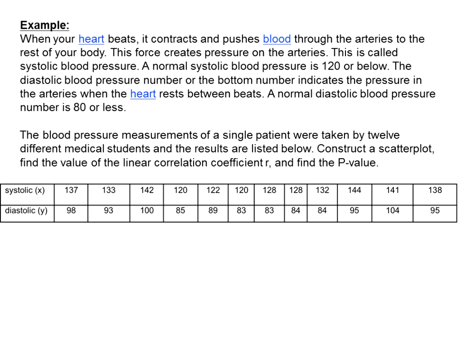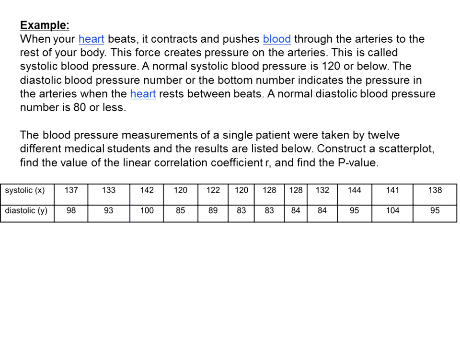Okay, so this is the example that I wanted to finish with today, and I want to give you some time to look at this. The question here is we want to make a prediction. All right, so that's the background here. We're talking about blood pressure measurements. We have blood pressure measurements of a single patient, and they were taken by 12 different medical students. So our N is equal to 12 here because we have 12 different measurements. There's the first measurement, the second measurement, the third measurement, and so on.